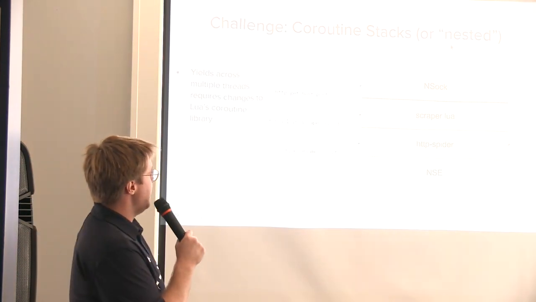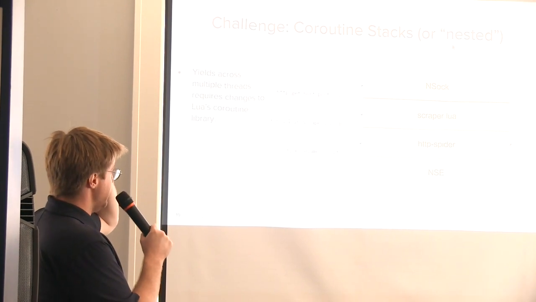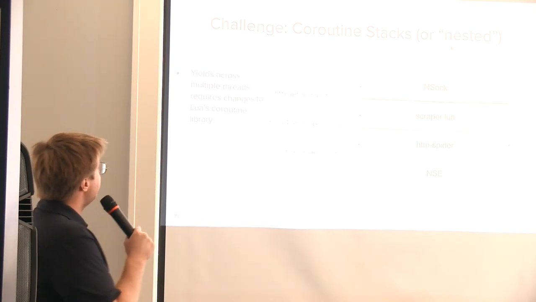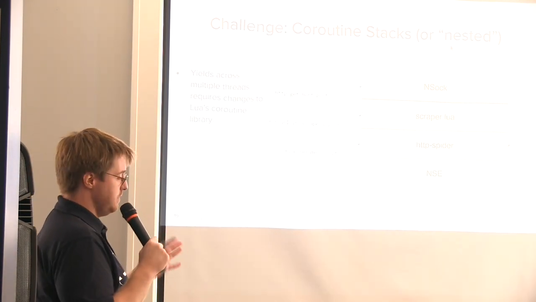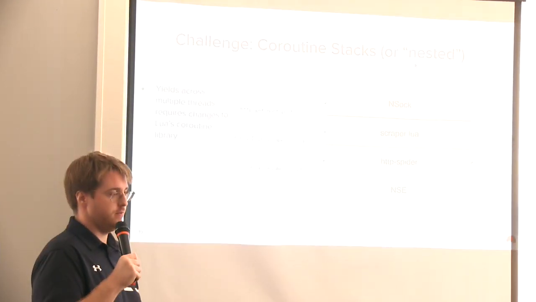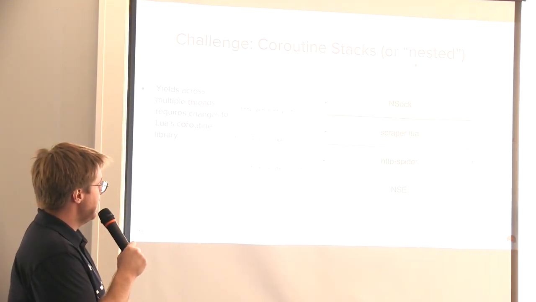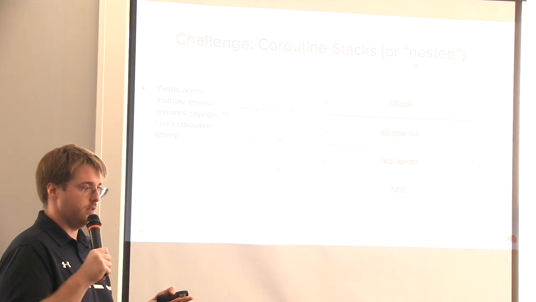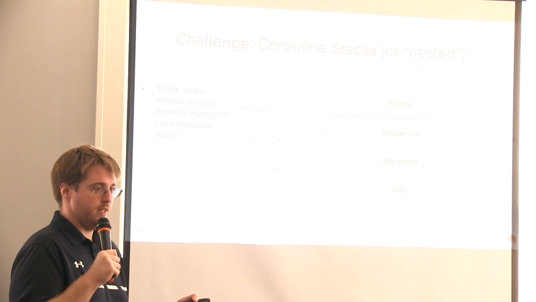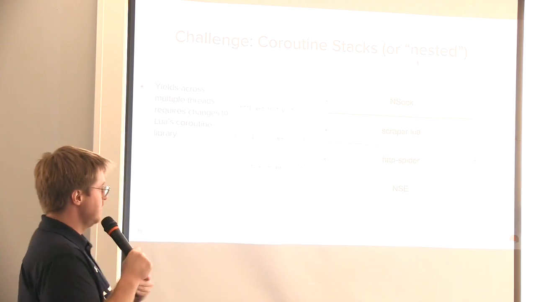So another challenge we had with Nmap Scripting Engine was nested coroutines, or coroutine stacks, which has also been referred to as nested coroutines on the mailing list. The issue is that if I have a script that creates another coroutine, because coroutines are cool and they're applicable to a lot of different tasks, especially like for loop generators, and there's a call to the NSOC library, the yielded value goes to the wrong coroutine.